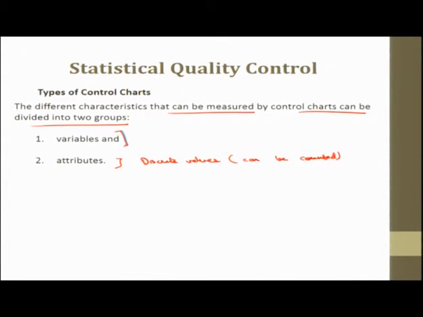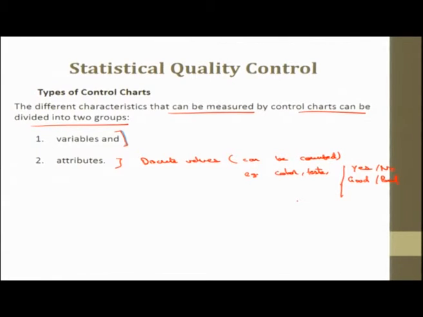For instance, color, then taste. Attributes can be color and taste, where the answers can be yes or no, or good or bad. Acceptable or unacceptable can also be one of the terms, but I'll better use that in acceptance sampling. So the attributes include color, taste, then smell.